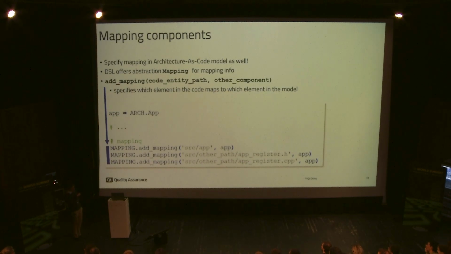You see here, I hope you can see it, how you can use this mapping. You can say add mapping, and then say everything in this directory belongs to app. This is then translated, and this information is used later on in the architecture verification. But it's not only directories.